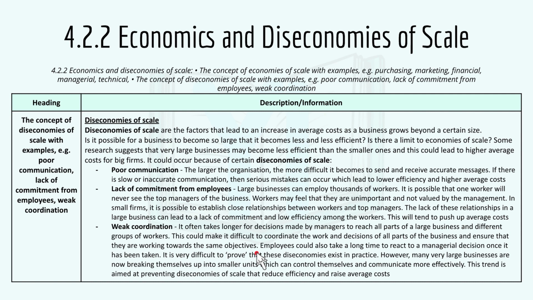Employees could also take a long time to react to managerial decisions once they have been taken, and it is very difficult to prove that these diseconomies exist in practice. However, many very large businesses are now breaking themselves up into smaller units, which can control themselves and communicate more effectively. This trend is aimed at preventing diseconomies of scale that reduce efficiency and raise average costs.